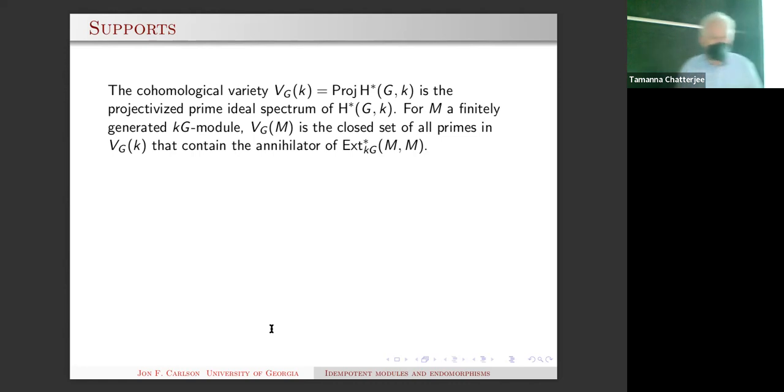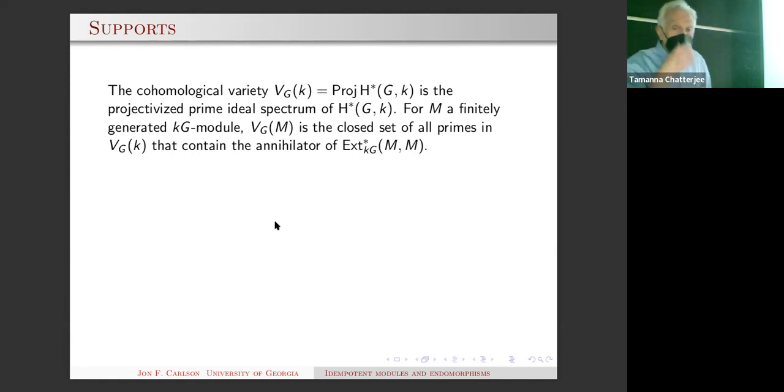So in that particular case, this V sub G of K is just a projective space. It would be P sub R minus 1, where R is the number of direct factors in G as a product of cyclic groups of order P.